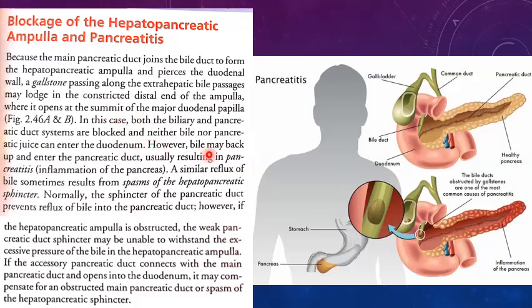In this case, both the biliary and pancreatic duct systems are blocked, and neither bile nor the pancreatic juice can enter into the duodenum.